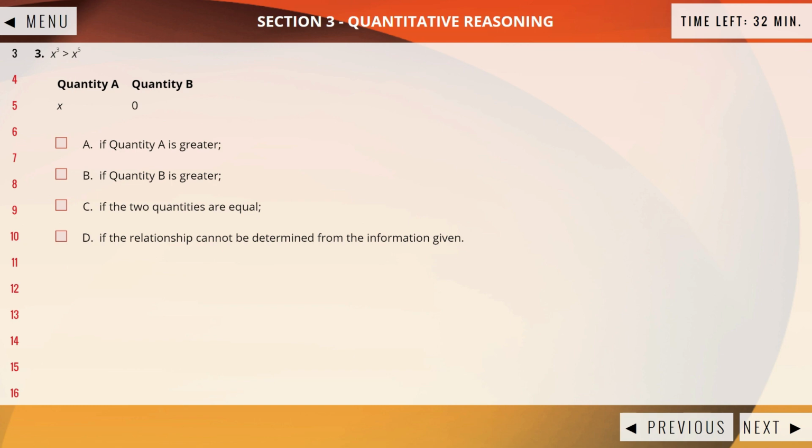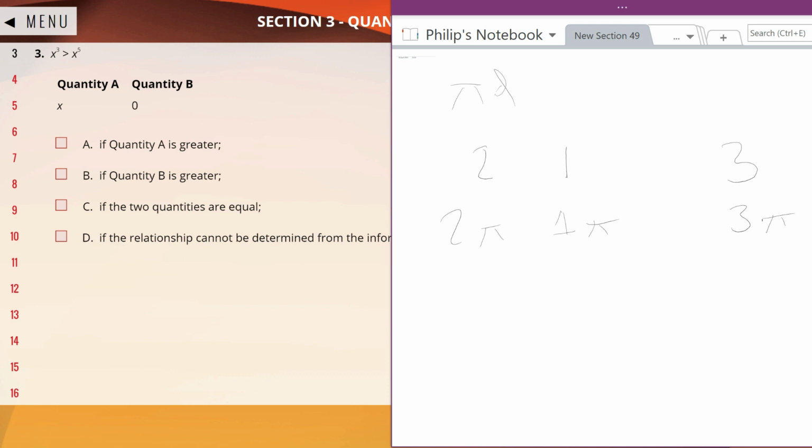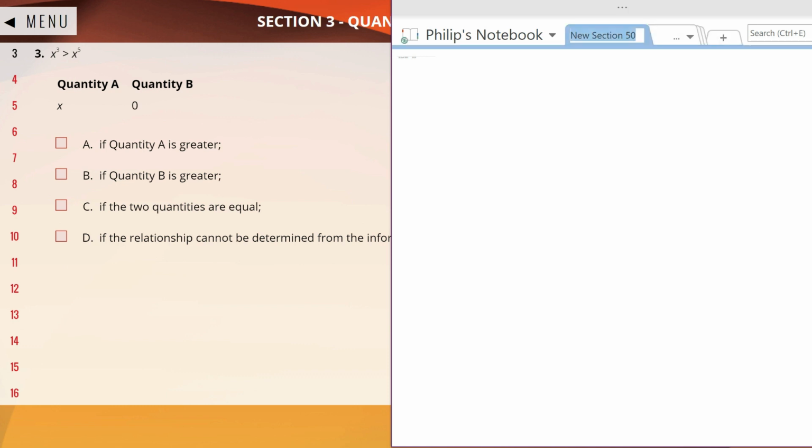Okay, this one: x cubed is bigger than x to the power of 5. Let's give myself a new page. Okay, always think about the golden set of numbers. Is that true for a positive integer, like 2? No, it's not true. Is it true for a fraction, like a half? Yes, a half cubed is an eighth, and a half to the power of 5 is 1 over 32, and an eighth is bigger than 1 over 32. So it's true for a positive fraction.